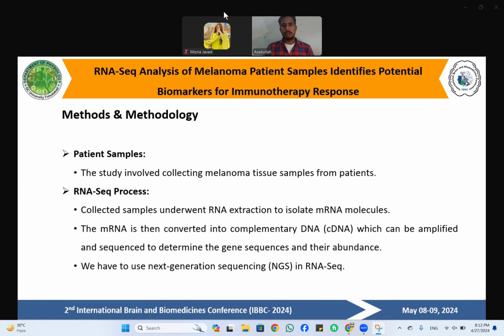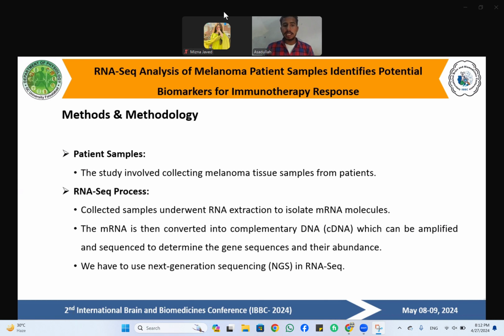Methods and methodology. Patient samples. The study involved collecting melanoma tissue samples from patients. RNA sequence process. Collected samples underwent RNA extraction to isolate messenger RNA molecules.